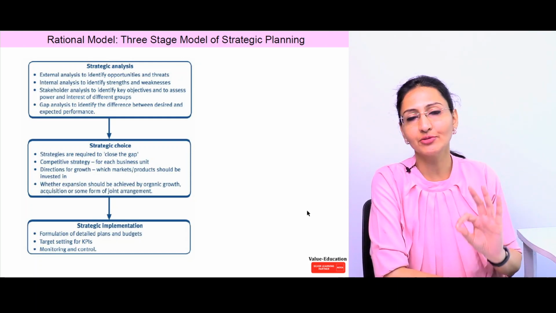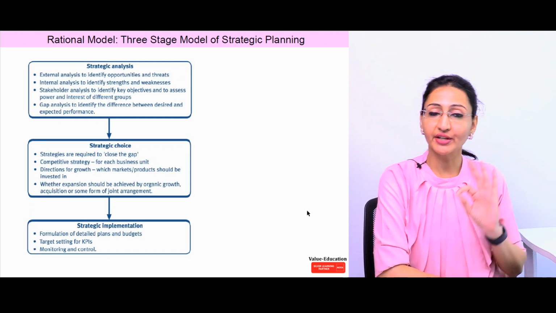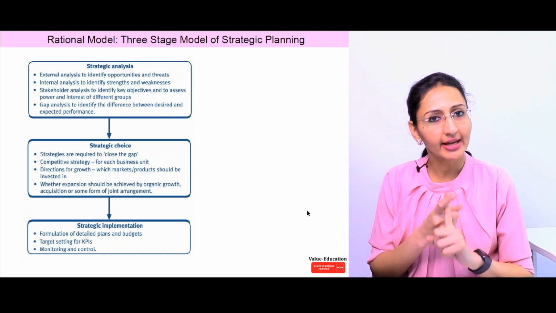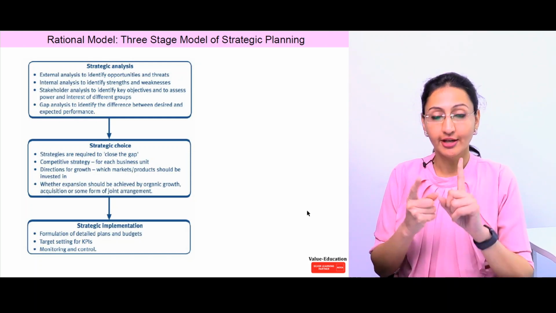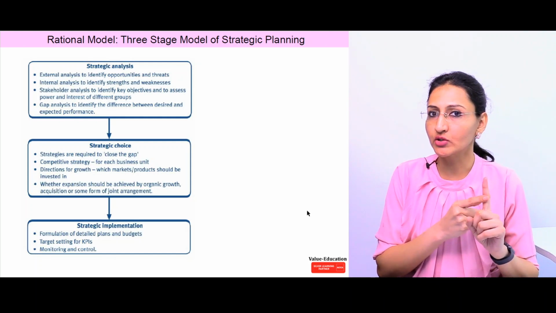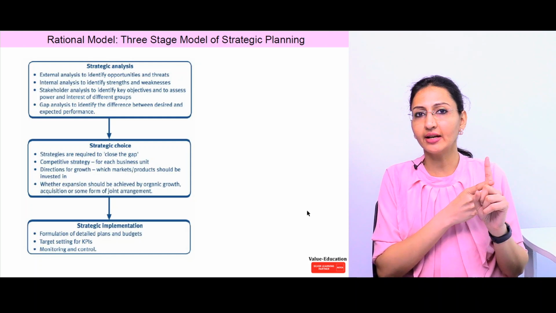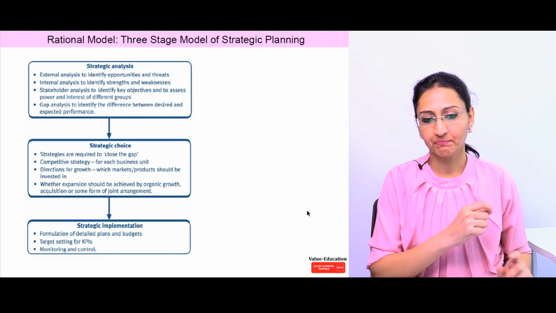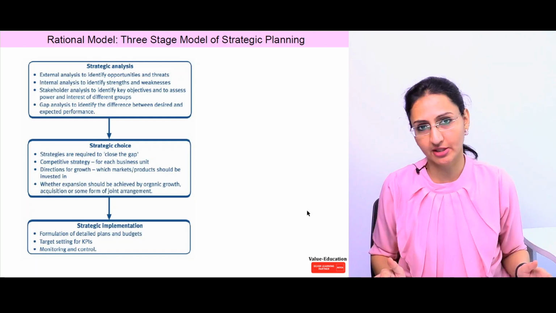So it's a three-stage model of strategic planning. What are the three stages? One, strategic analysis happens in the first instance. Two, then once the planning has been done, you need to go for a strategic choice. You need to make a choice. And then at the end, once the choice has been made, strategic implementation must be done.